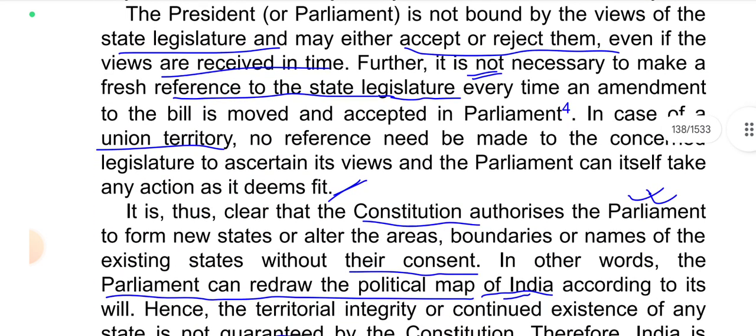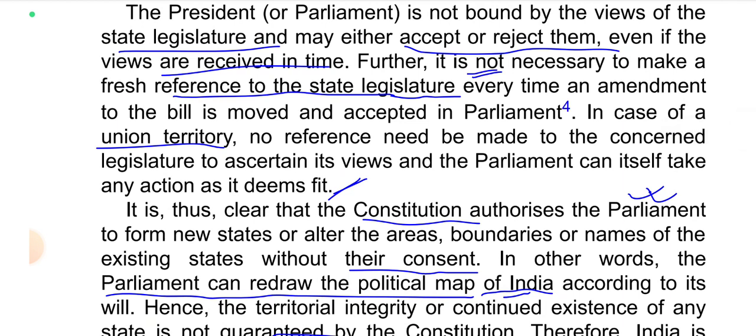The President or Parliament is not bound by the views of the state legislature and may either accept or reject them, even if the views are received in time. Further, it is not necessary to make a fresh reference to the state legislature every time an amendment to the bill is moved and accepted in Parliament. In case of union territory, no reference need be made to the concerned legislature to ascertain its views, and the Parliament can itself take any action as it deems fit.